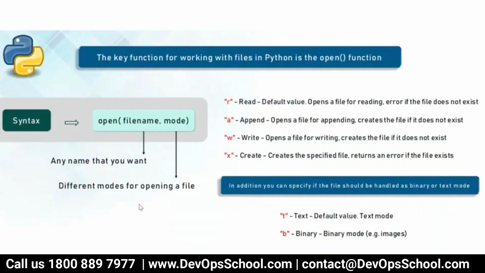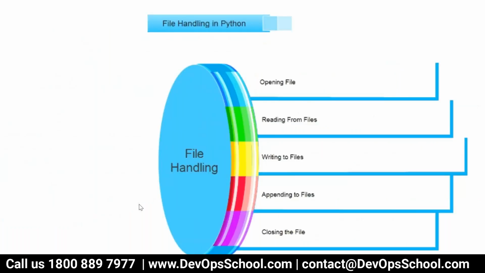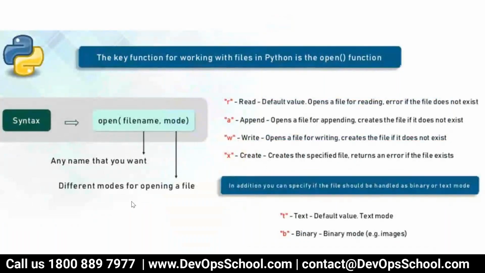Okay, how do you do that? Look at this here. If you want to open any file, the function name is open, and you give the file name and what mode you want to open it in. You want to read the file, or write a file, or append to a file. These three modes you have. Look at this, the mode you have to specify. R for read mode, A for append mode, W for write mode, and X for create mode.